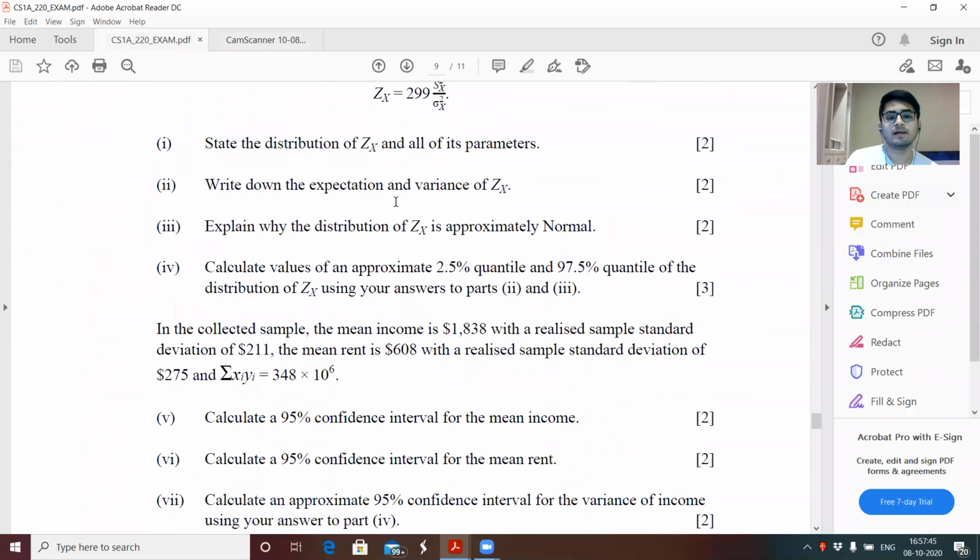Then we have been given data about the mean income, the mean rent, and the realized sample deviation of rent and income, both of them. So we need to find a 95% confidence interval for the mean income. As n here is 300, we have the sample standard deviation. We could have used the t distribution, but for large values of n, the t distribution is nothing but the standard normal distribution.